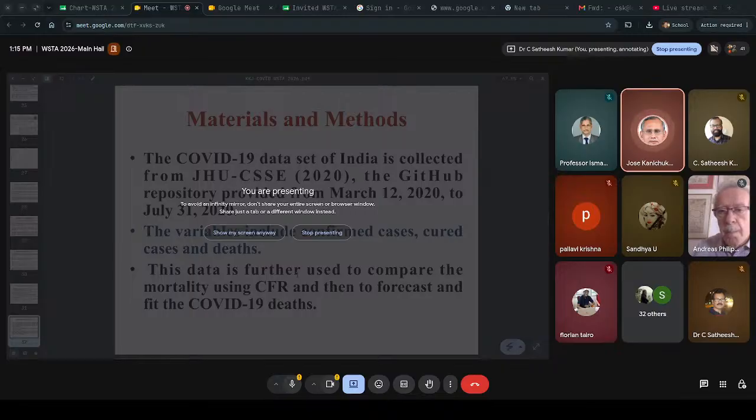Here we have considered data from a GitHub repository, provided from March 2020, and the variables included confirmed cases, cured cases, and deaths. This data was used for calculating CFR and then to forecast using these time series models.